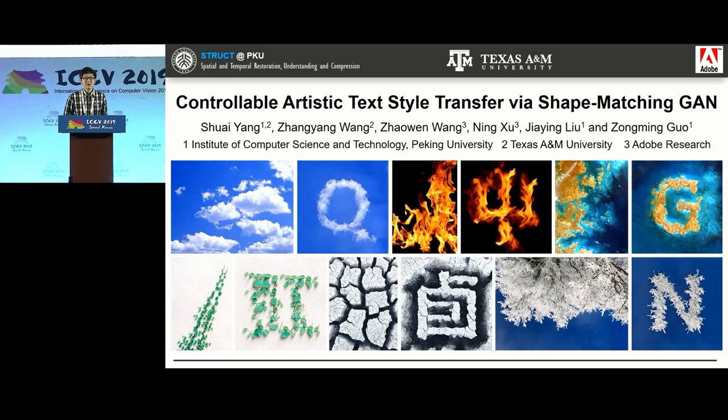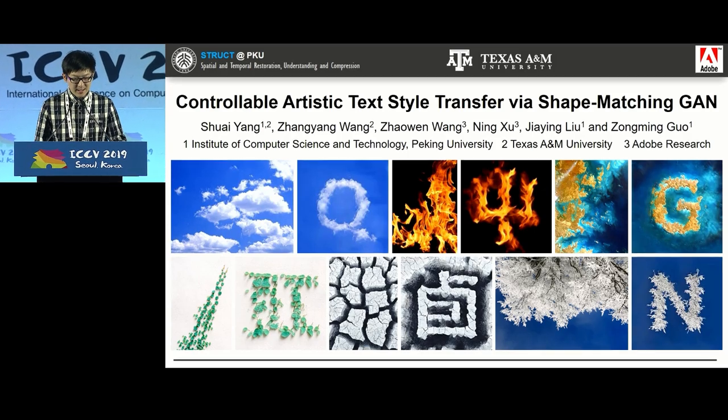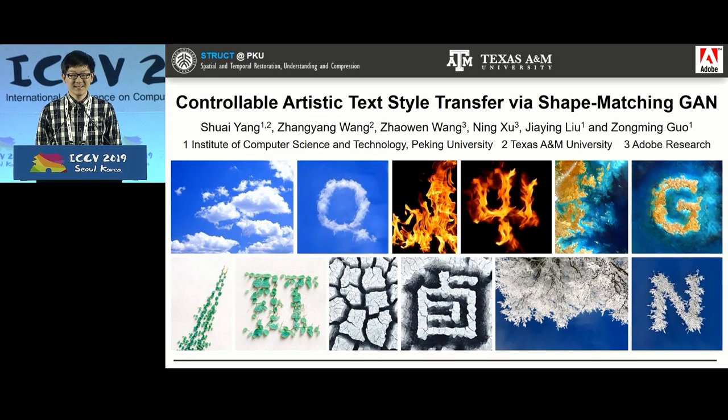Hello, everyone. I'm Shuaiyang from Peking University. I'm glad to present our work entitled Controllable Artistic Text Style Transfer via Shape Matching GAN. This work is cooperated with Texas A&M University and Adobe Research.